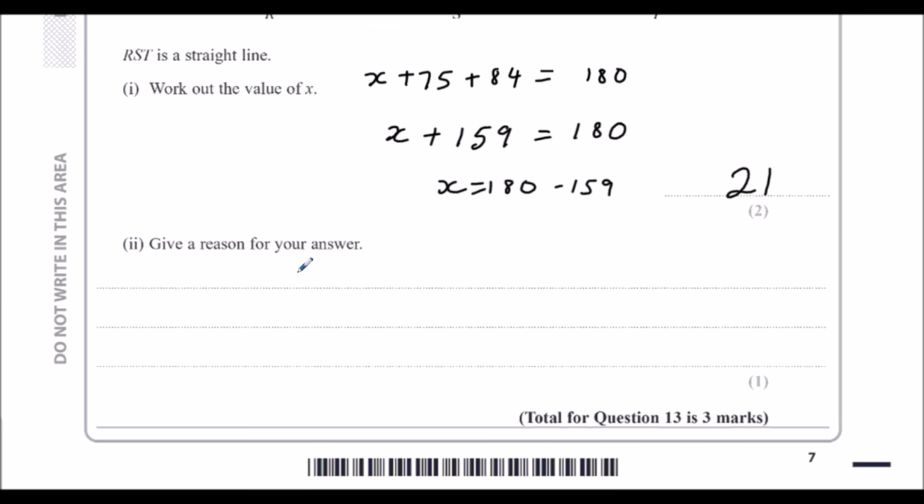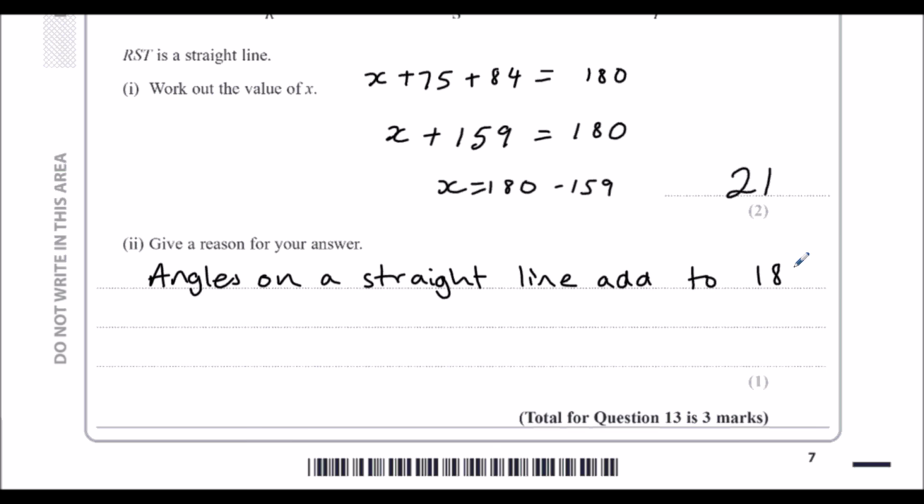Give a reason for your answer. The reason is because angles in a straight line add up to 180 degrees. Angles on a straight line add to 180 degrees.